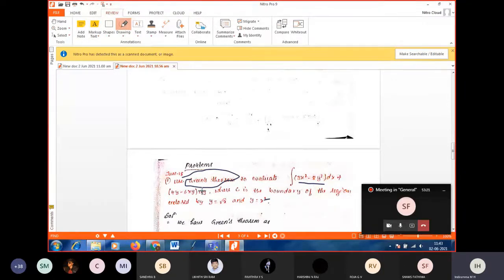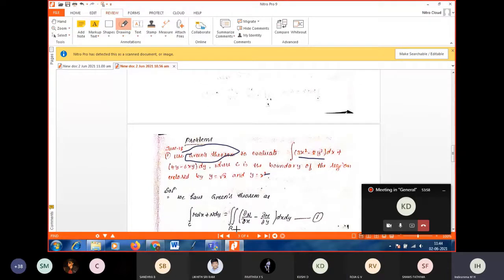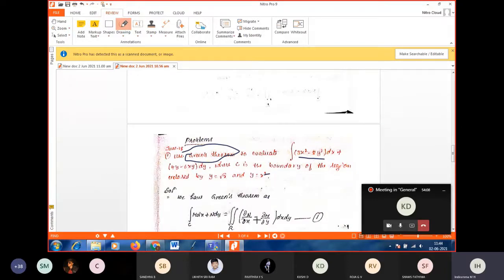The integral over C of M dx plus N dy equals the double integral of (dou N by dou x minus dou M by dou y) dx dy. Correct. So from Green's theorem, the integral over C of M dx plus N dy is equal to the double integral over the region R of dou N by dou x minus dou M by dou y.